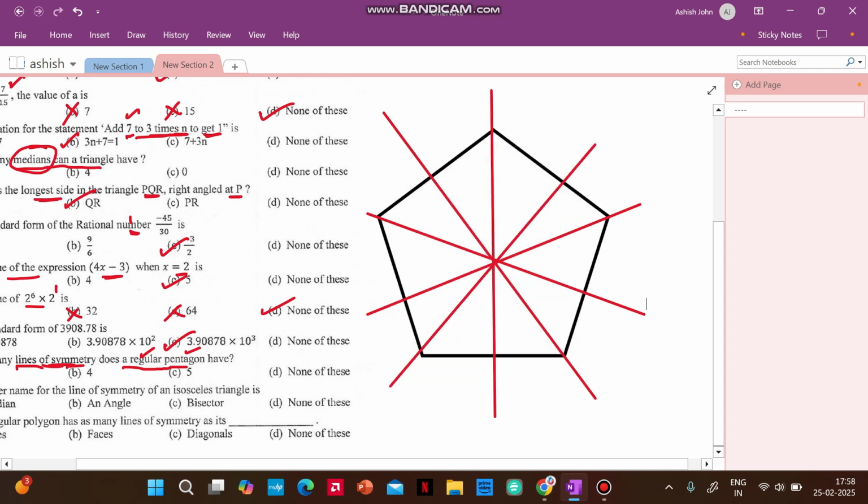So total how many lines of symmetry can we see here? 1, 2, 3, 4 and 5. So total 5 lines of symmetry we can see here for a regular pentagon. So the correct option is option number C, 5.